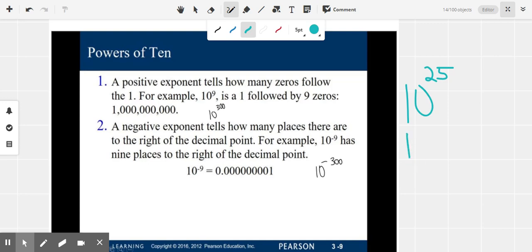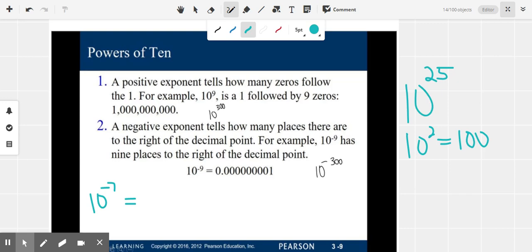If I have 10, right? We know 10 to the second is 100. Well, look, that's a 1 with 2 zeros. All right? A negative exponent tells how many places there are to the right of the decimal point. So if I have 10 to the negative 7, it tells me that there are 7 numbers to the right of the decimal point.